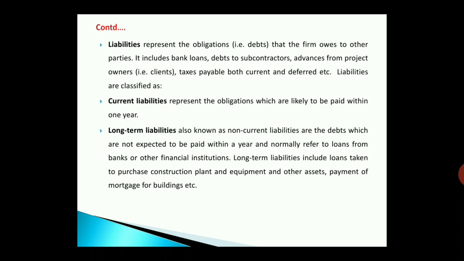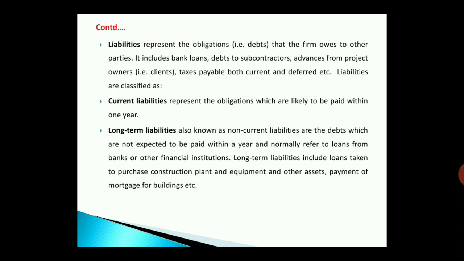Then comes the second part, liabilities. Liabilities are the payments which you have to make. It includes the bank loans, the money which you have to pay to the subcontractors, or the advances which you have taken from the owner, which you have to pay back. Taxes, etc. come under liabilities. Liabilities in short means what you have to give. So again there are two liabilities, one is current liability, second is a long term liability.